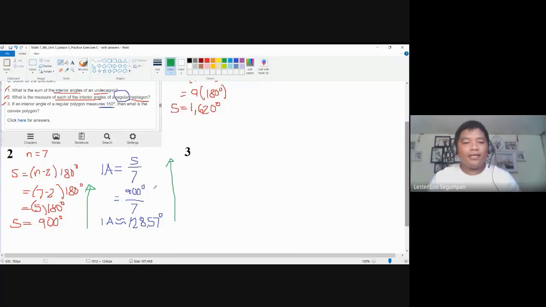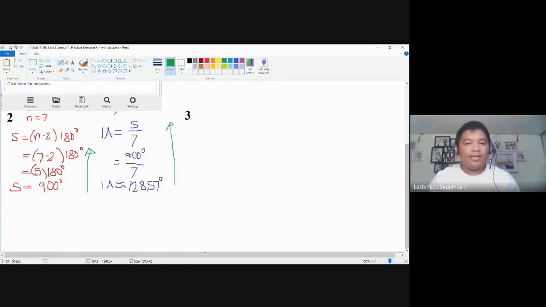If we are going to combine the two steps in number 2, we are just simply going to make a formula in this manner. We have here the measurement of each interior angle is S, which is this formula here, n minus 2 times 180 degrees all over 7, which is actually the value of n as it's the number of sides. So this is actually the formula for the measurement of each of the interior angles of a regular polygon. Why we are doing this is because this is what we are going to use to solve number 3.